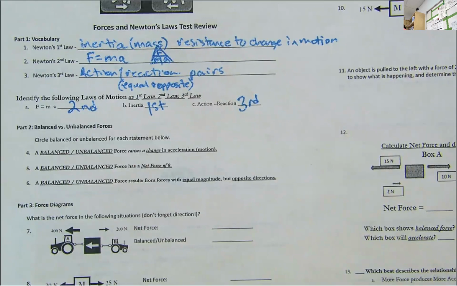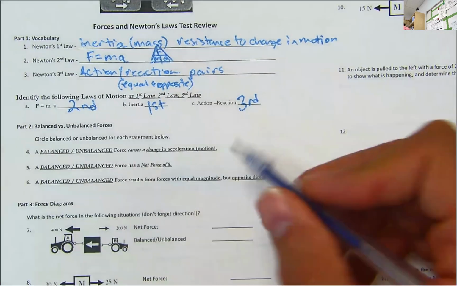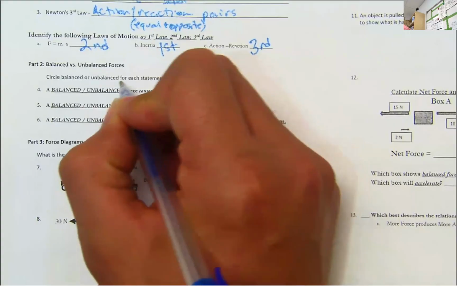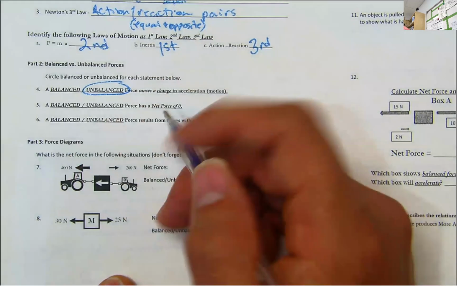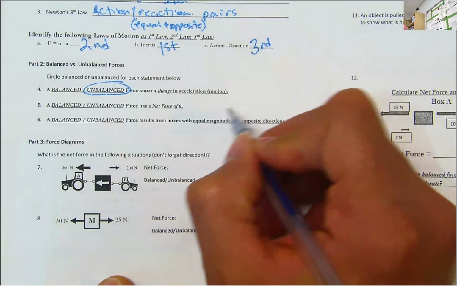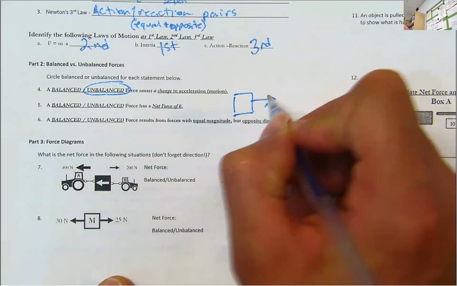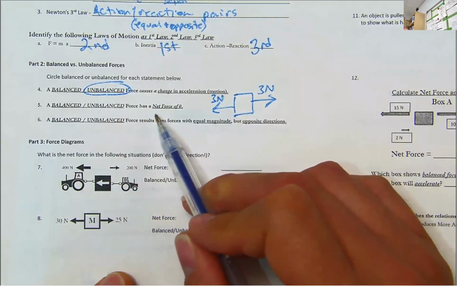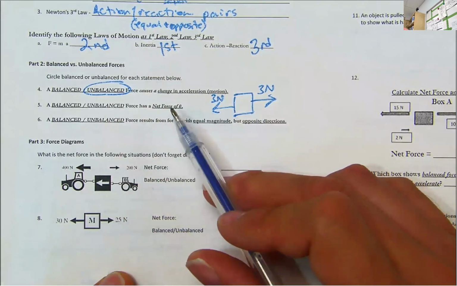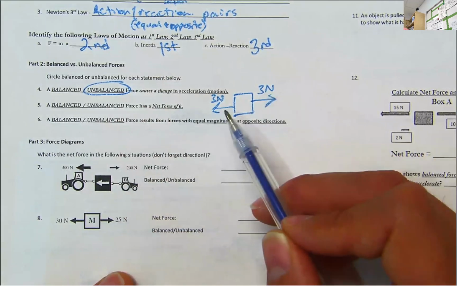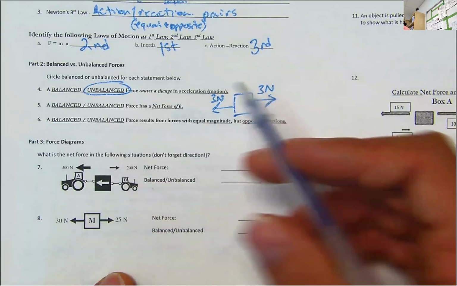Part 2, we're going to look at balanced and unbalanced forces. Circle balanced or unbalanced. Forces cause a change in motion. So if there's a change in motion, what is that? Unbalanced. Net force of 0, that means all the forces acting on it add up to be 0. Let me give you an example. If we had a box, we had 3 newtons in this direction, and we had 3 newtons in this direction. This is balanced. The net force would be 0 because if we have opposites, we would do 3 minus 3. That would end up with a net force of 0, and we know that that is balanced.